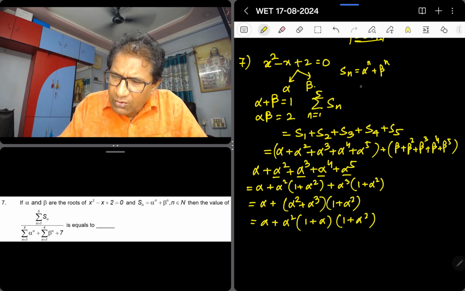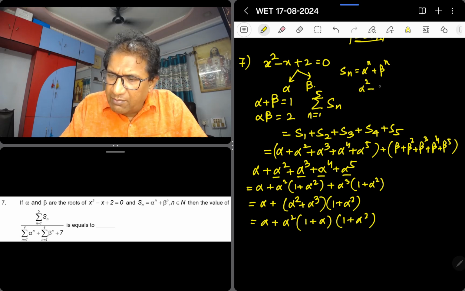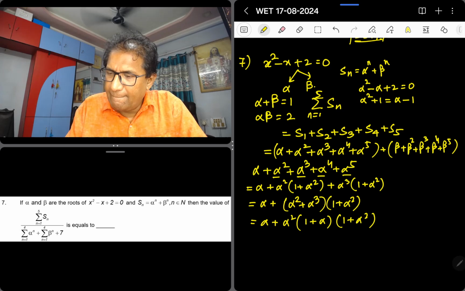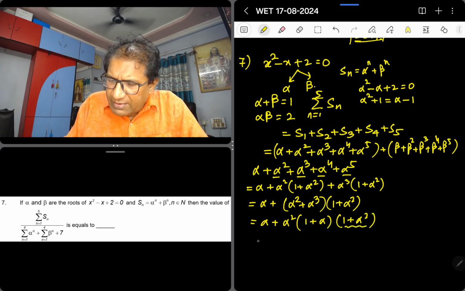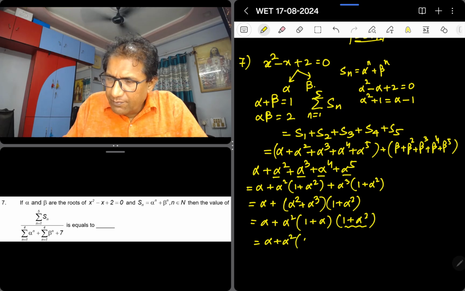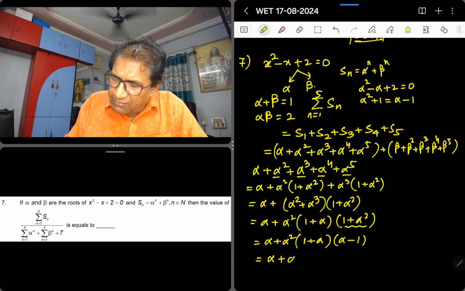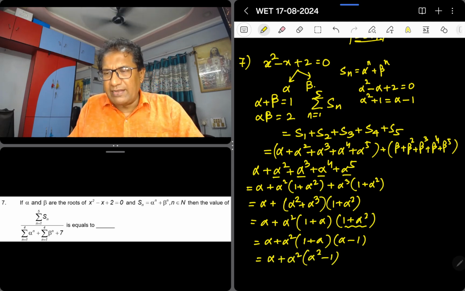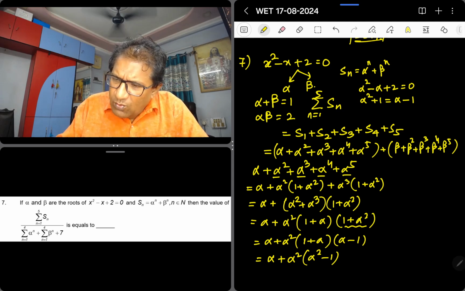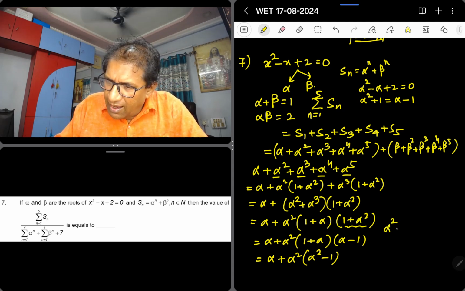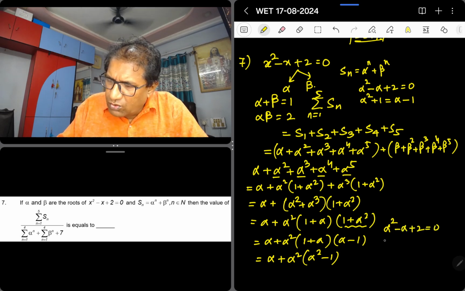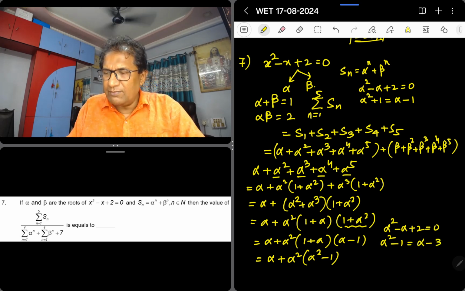Now since alpha is a root of this equation, hence alpha square minus alpha plus 2 will be equal to 0. And alpha square plus 1 will be alpha minus 1. So I can replace this 1 plus alpha square by alpha minus 1. So we are having what? Alpha plus alpha square into alpha square minus 1. Again, alpha square minus 1, we are having alpha square minus alpha plus 2 is 0. So what is alpha square minus 1? It will be alpha minus 3.